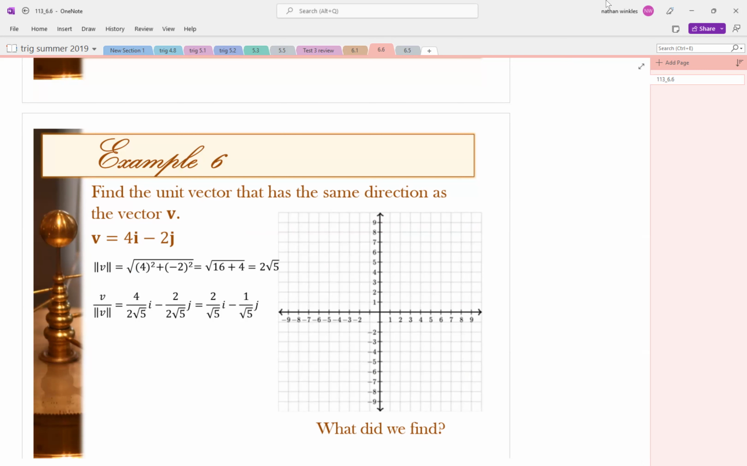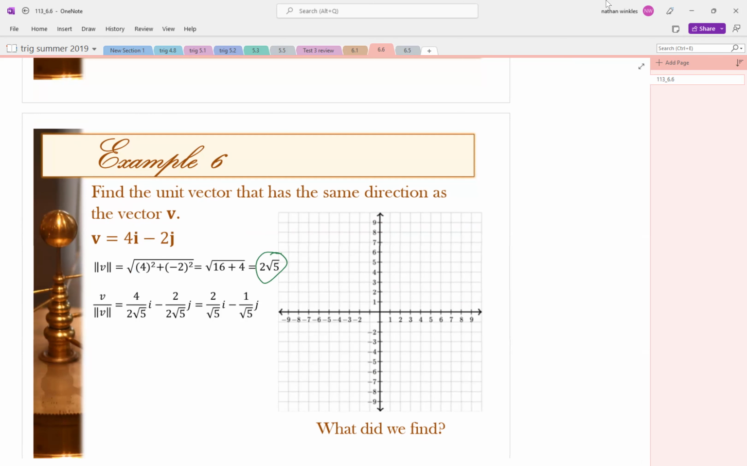All right, so 4i minus 2j. So we find its magnitude. So square root of 4 squared plus negative 2 squared gets us square root of 16 plus 4, which is square root of 20, which breaks down to 2 root 5. So this right here told me that this is not a unit vector. So we need to divide.